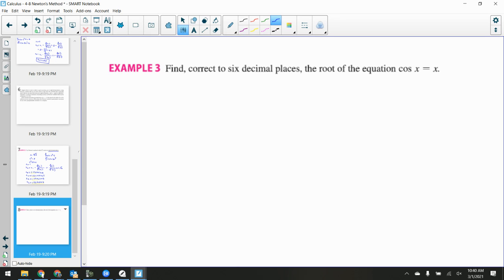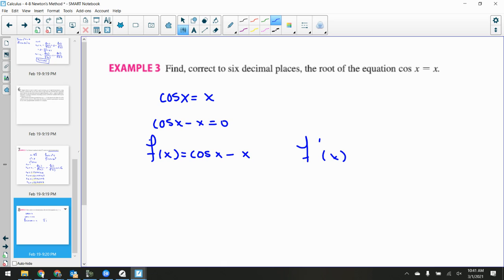All right, but what we do need is a function to solve for. Newton's method uses zeros, right? So I've got to set it equal to 0. I can say cosine x minus x is equal to 0. So that's f. f of x is equal to cosine x minus x. So what is f prime then? Well, negative sine x minus 1.